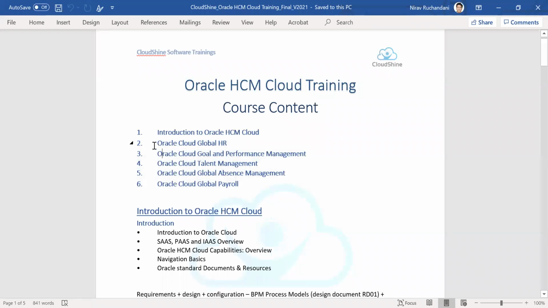So as I said, OTBI reports will be part of global HCM. We will see the basic structure of OTBI, how you create a basic report. Say if you want to extract employee information, or the compensation of an employee, we will cover the basic framework of OTBI and how you create a standard OTBI report. But we will not go into the depth of how to create a complex OTBI report, because that is more technical, specific topic related training.